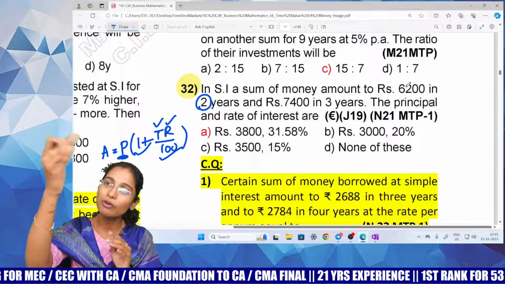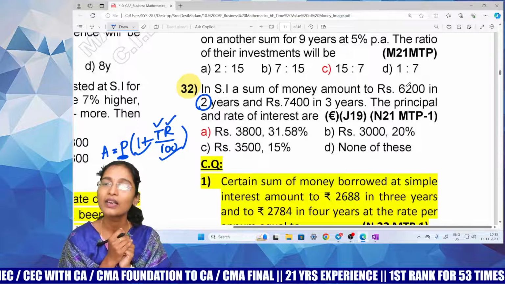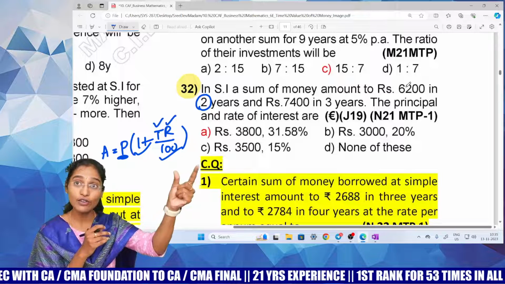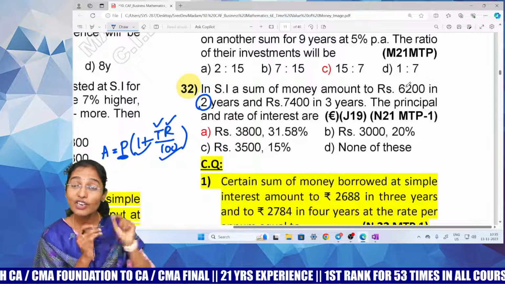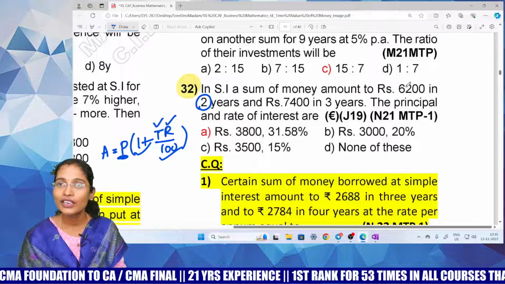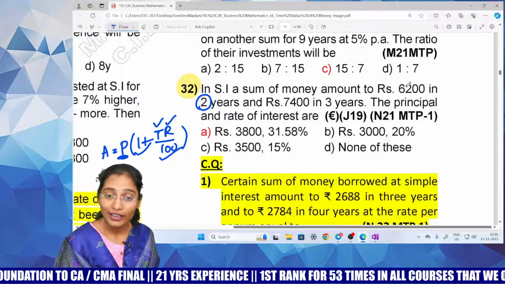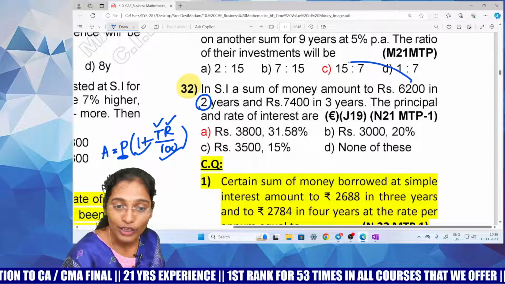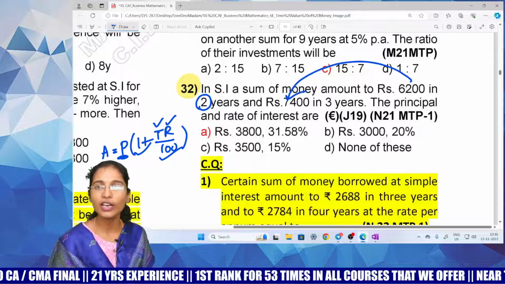What is the difference between the first one and the second one? Principal and 2 years of interest is there. Principal and 3 years of interest is here. So the difference is 1 year of interest, right? That is what you need to understand. That kind of conceptual clarity should be there.